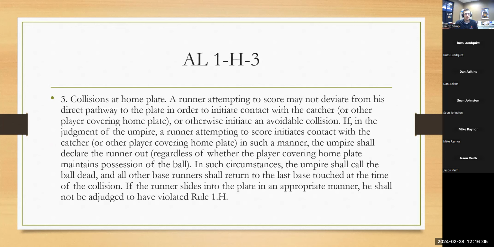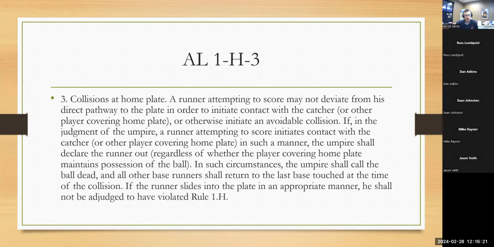Collisions at home plate. Couple things to note here. Number one, a runner who is attempting to score may not deviate from the direct path to the plate in order to initiate contact with the catcher.